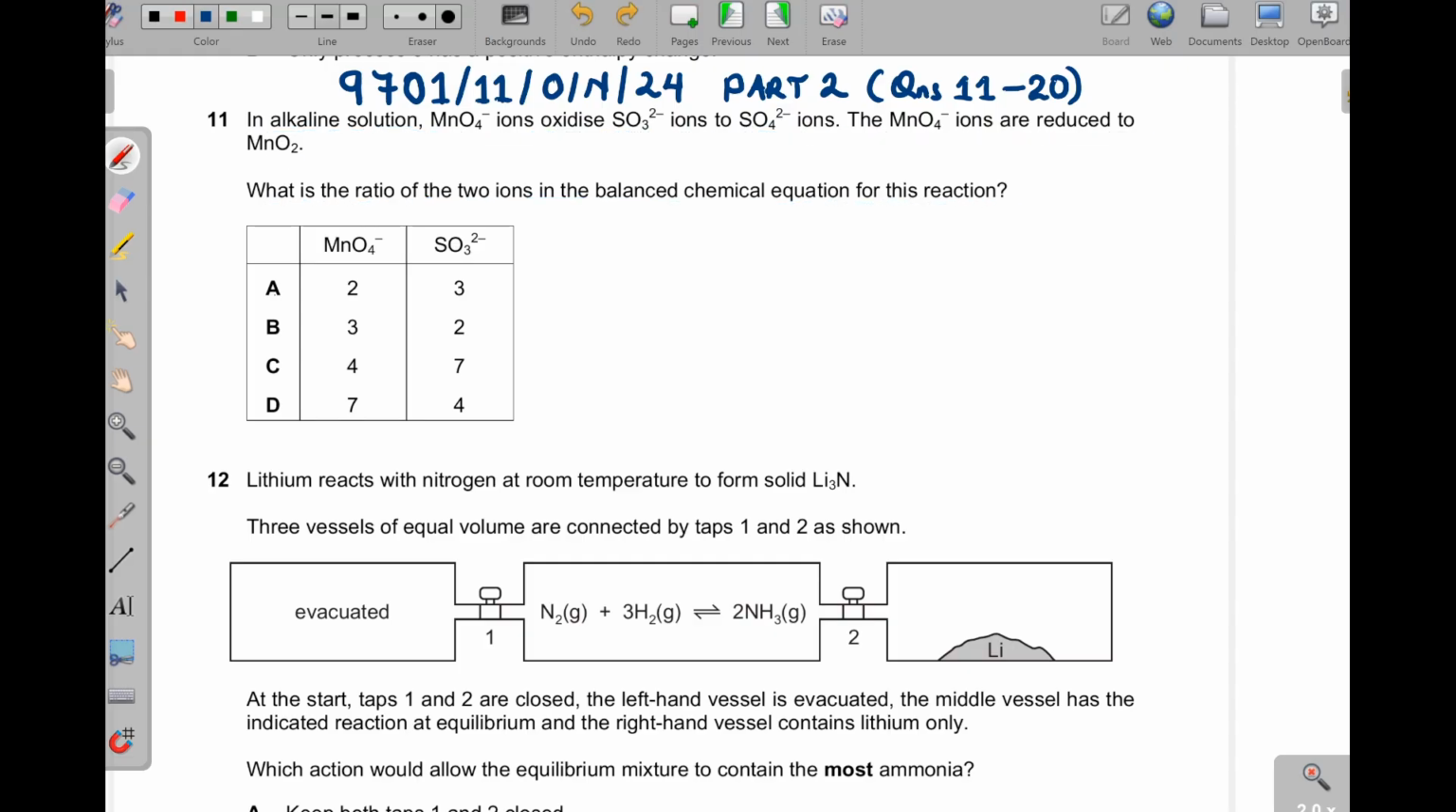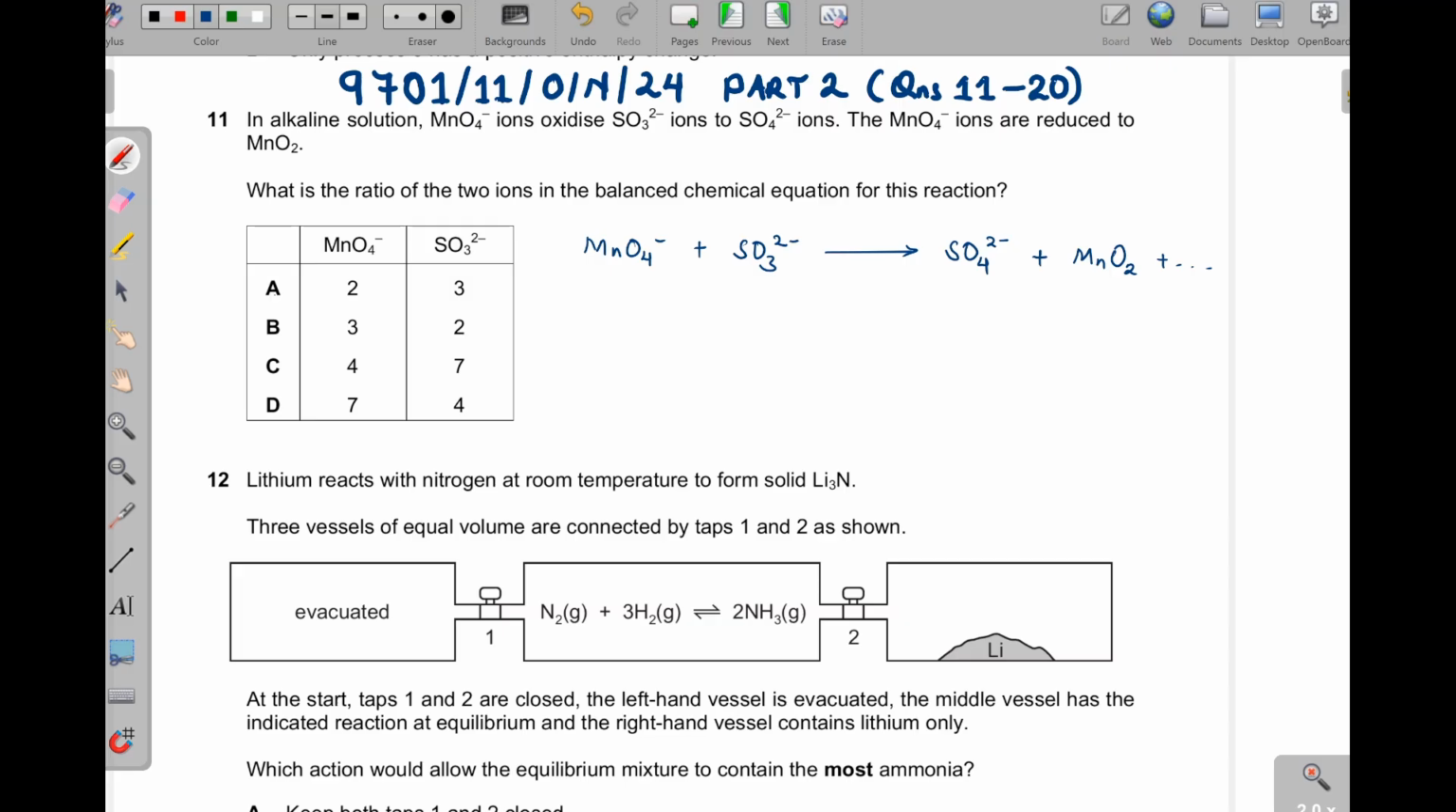Now, what we are going to do, we shall write the equation here. So we have manganate ions here. Then we have the sulfite ions. And then from here, we shall get sulfate ions and manganese 4 oxide. Yes, manganate. No. This is manganese 4 oxide. Then maybe there is something else, okay?